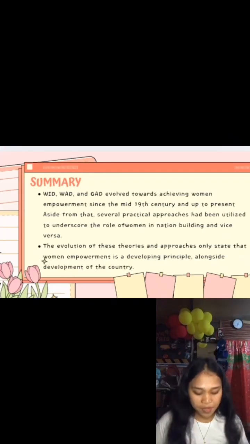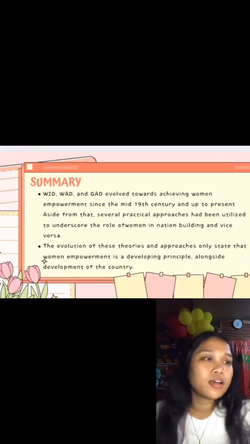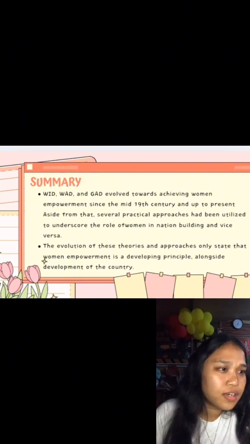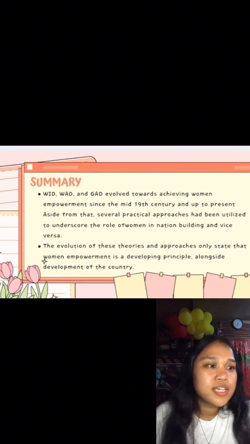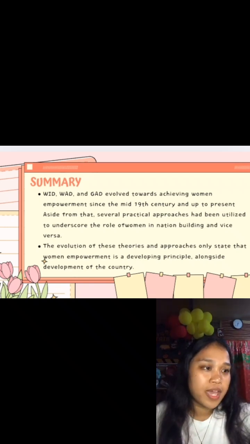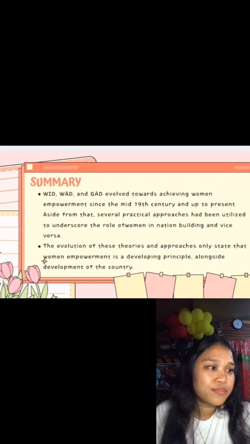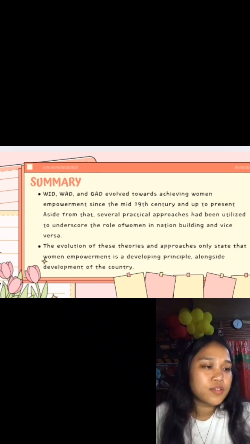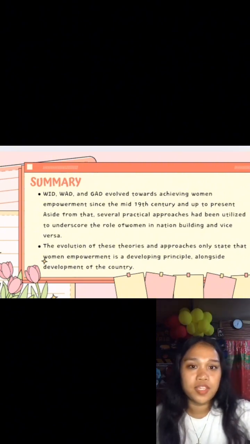So for the summary, WID, WAD, and GAD evolved towards achieving women empowerment since the 19th century and up to the present. Aside from that, several practical approaches have been utilized to underscore the role of women in nation building and vice versa. The evolution of these theories and approaches only states that women empowerment is a developing principle alongside development of the country.